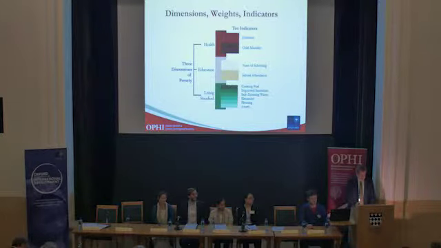Flooring, if the floor is made of dirt or some other natural materials. And finally, assets. If the household does not own more than one of the following assets: radio, telephone, TV, fridge, with the proviso that the household is not deprived if it owns a car or a truck. So that's the basic structure of the dimensions, weights, and indicators for the global MPI.